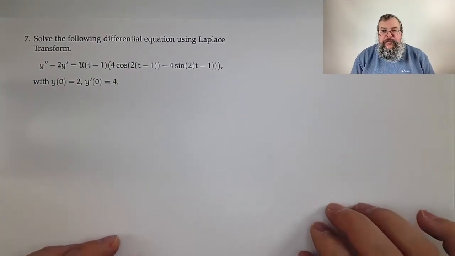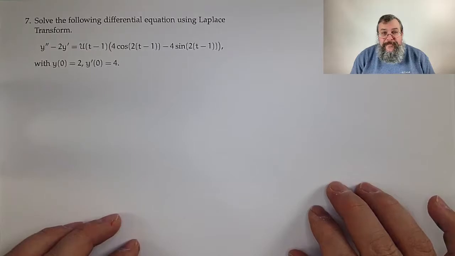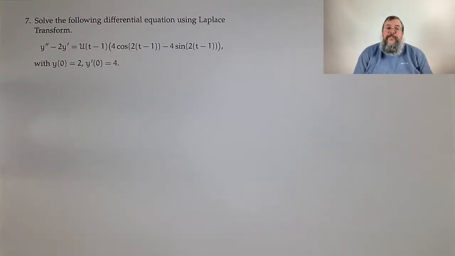All right. Number 7. Solve the following differential equation using Laplace transform. Aha! All right. Y double prime minus 2y prime equals a lot of stuff. Whoa. What? Huh? All right. Well, let's figure it out. So we have that unit step function, which means there's an on-off switch. And we're multiplying it by 4 cosine 2 times t minus 1 minus 4 sine 2 times t minus 1.